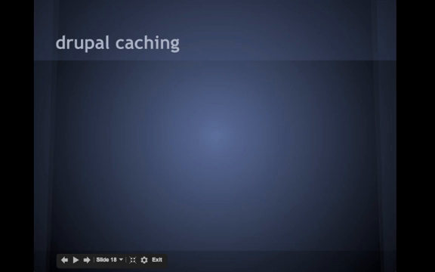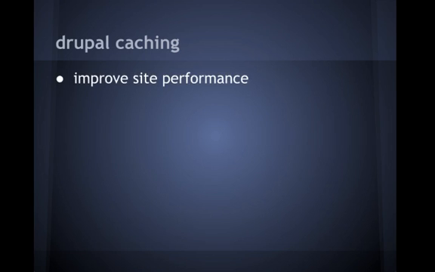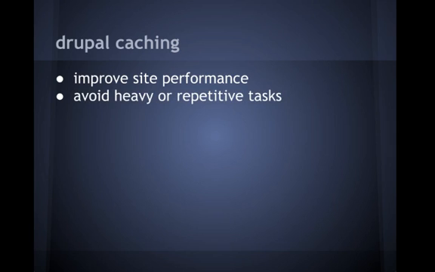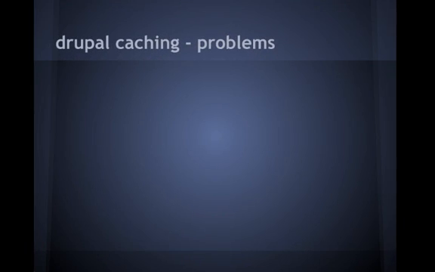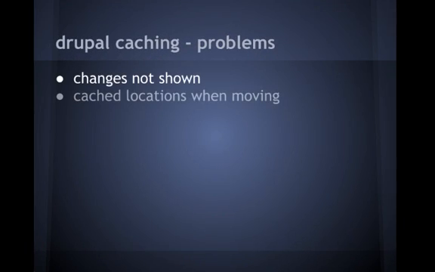So, out of the box, Drupal provides a number of caching mechanisms that improve site performance and avoid repetitive and heavy tasks. For example, both menus and blocks are heavily cached, and Drush gives precedence to these caches over configurations that have been stored in code. This can be a bit of a pain, especially when developing modules, as code changes aren't necessarily immediately shown on the site.